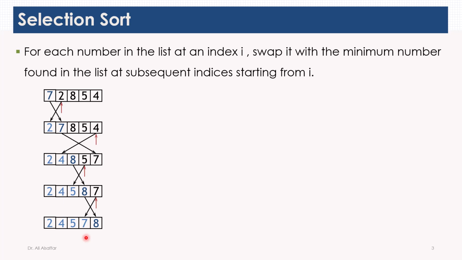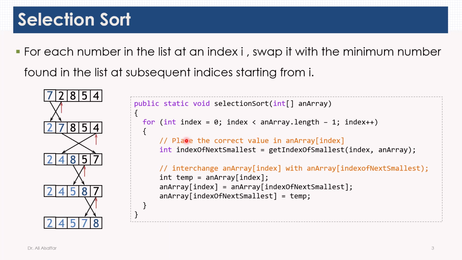Because we don't have any numbers for the last element to compare with on the right hand side. So therefore, for processing the array, the index will start from 0, but it will never reach the last index. So we should go up to length minus 1.